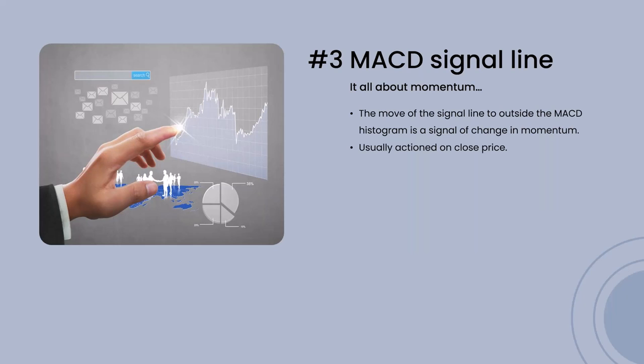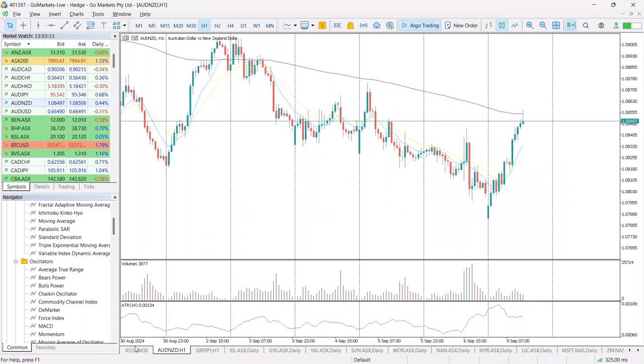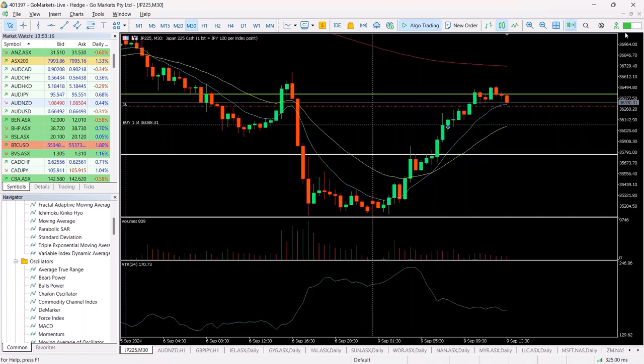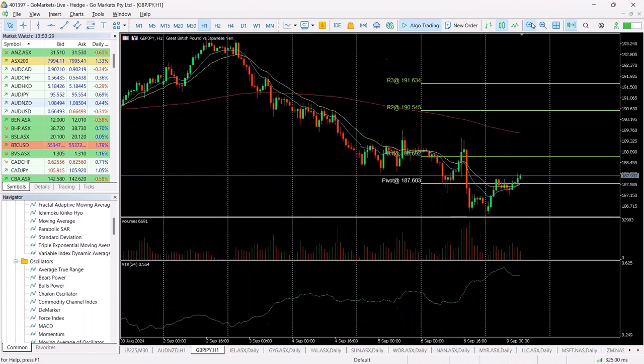This is usually actioned on close price, but let's say we were to use this. Let's say we're short here. Let's say we're going short on this candle here, a little bit of a trend continuation to the downside. That would have been a very nice trade over a number of days. And let's say we didn't have a take profit in for some reason.